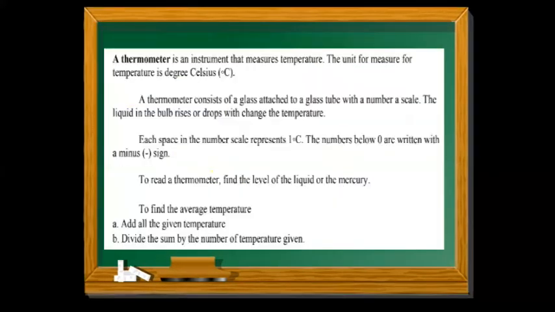So always remember, class, that a thermometer is the instrument that measures temperature. The unit of measure for temperature is degrees Celsius. A thermometer consists of a glass bulb attached to a glass tube with a number scale. The liquid in the bulb rises or drops, which shows the change in temperature. Each space in the number scale represents 1 degree Celsius. The numbers below 0 are written with a minus sign. To read the thermometer, find the level of the liquid or the mercury. To find the average, add all the given temperatures, then divide the sum by the number of temperatures given.